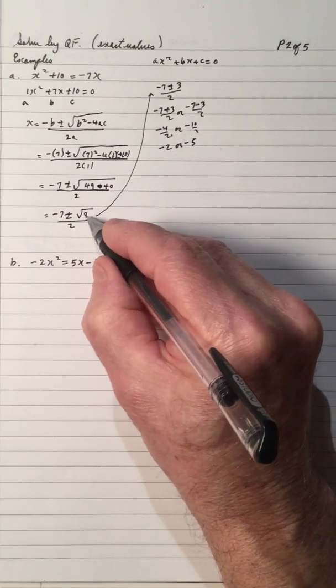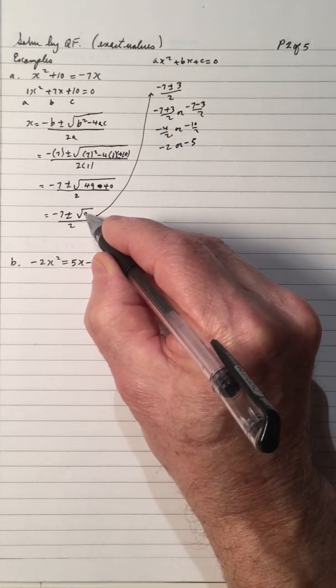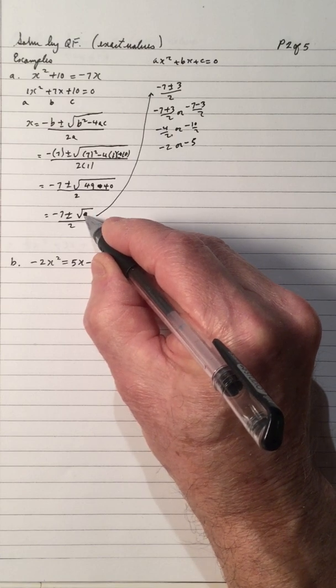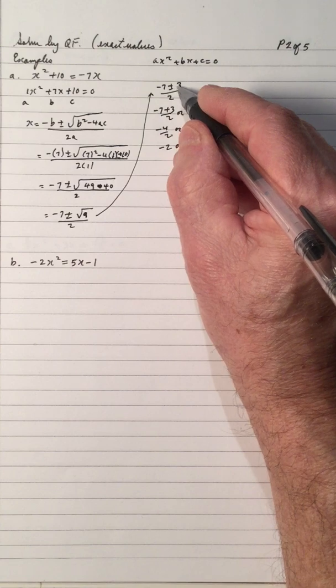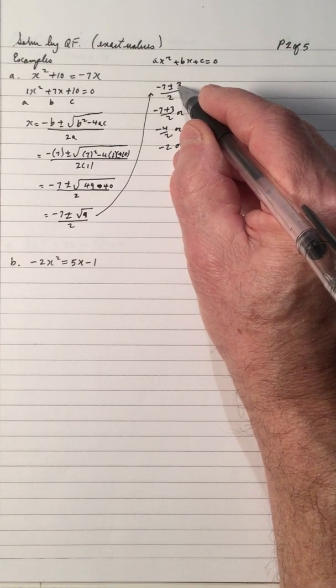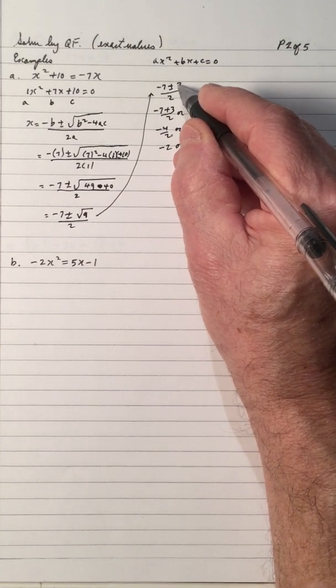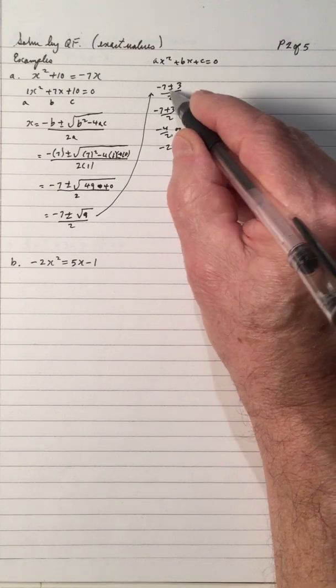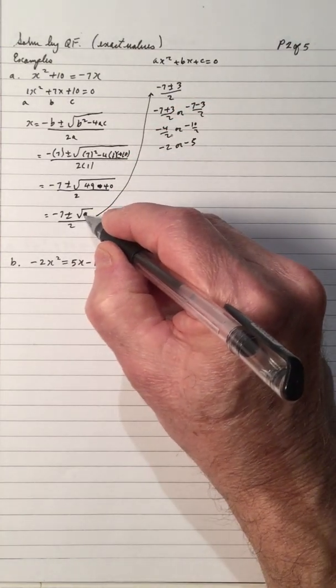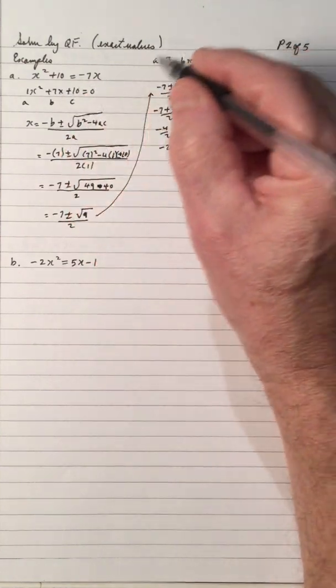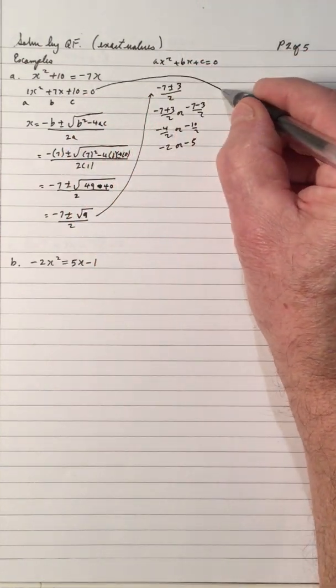Notice that this number right here is a 9. Because the 9 is a perfect square, then it works out to be a rational number or an integer. So that's a 3. So we're able to add and subtract these two numbers. That means because that's a perfect square, this could also be done by factoring.